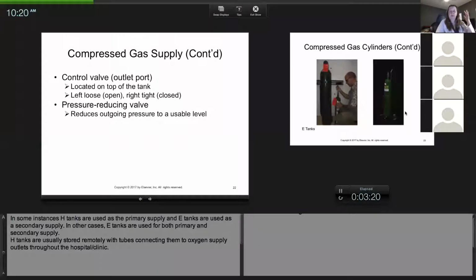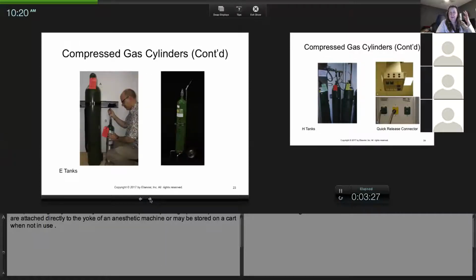So 50 PSI is safe for the anesthesia machine. And again, that is not something that anybody should mess with. The pressure reducing valve is usually set. There is a little dial on it that you can adjust that pressure, but once it's set, it needs to stay at 50, okay?